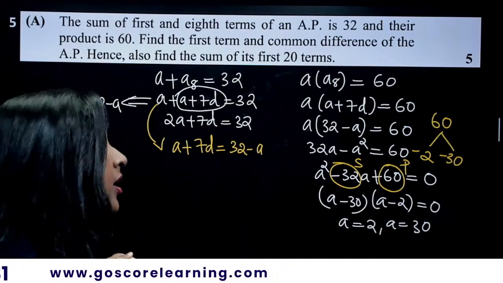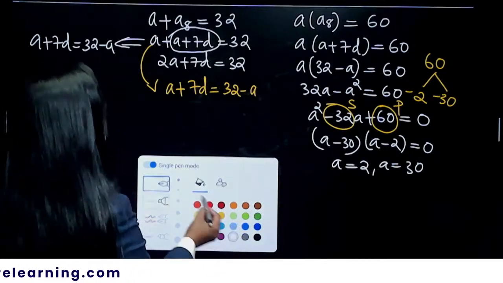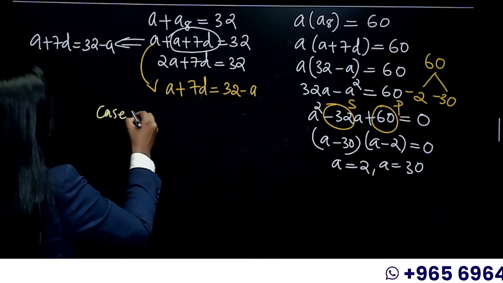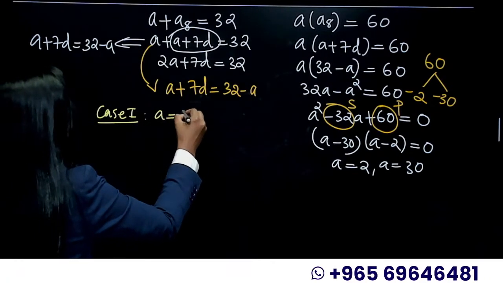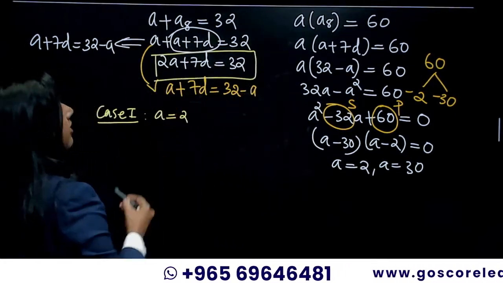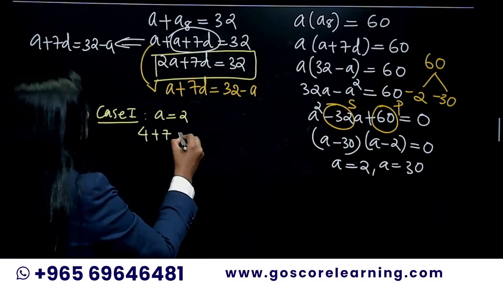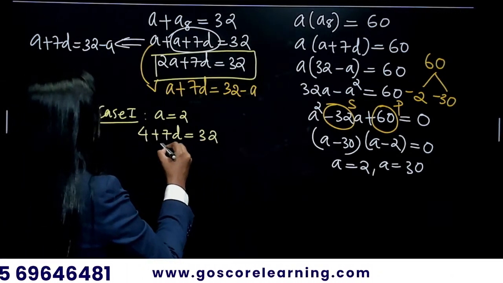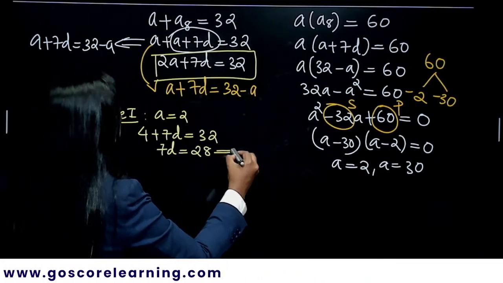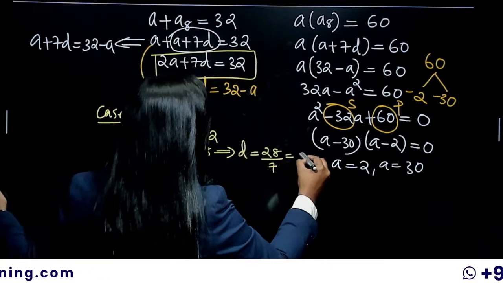Let us take A is equal to 2. Case 1, A is equal to 2. When A is equal to 2, let us substitute it in this equation, 2A plus 7D is equal to 32. So 2 into 2, 4 plus 7D is equal to 32. That is 7D is equal to 32 minus 4, which is 28. This implies that D is equal to 28 by 7, which is 4.